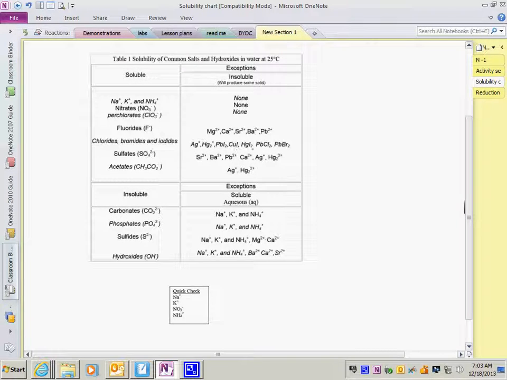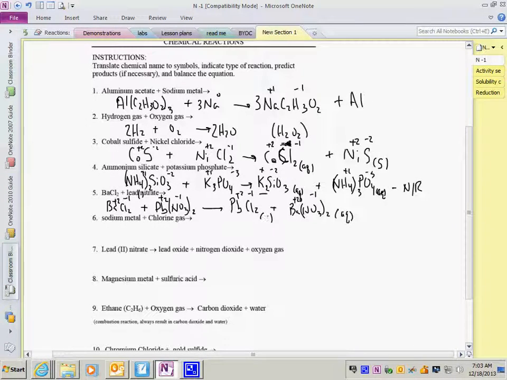Well, lead chloride is, no, there it is. So it is going to be an insoluble solid, and put an S there. Balance it. The 2 looks like it is already balanced.